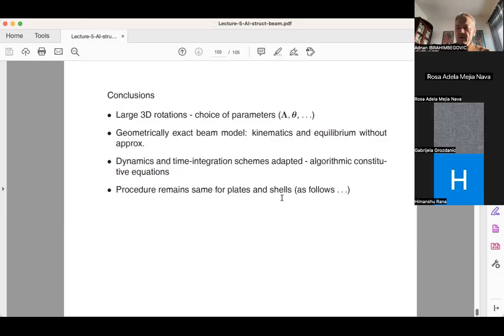Then we worked this out in terms of proper implementation, trying to avoid the locking phenomenon. That is, you need either reduced integration or something of this kind. And then basically the dynamics with better integration schemes, like energy conserving and energy decaying. So that gives you everything that you wanted to do in the beam.